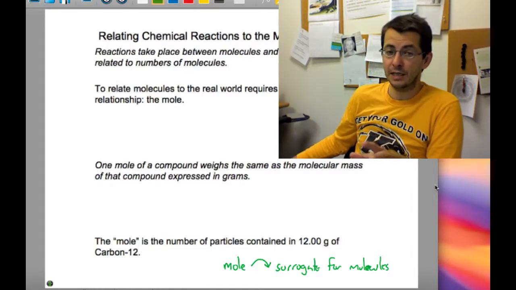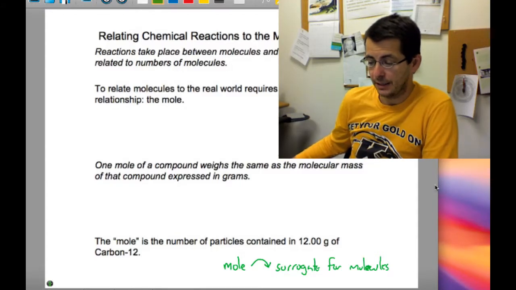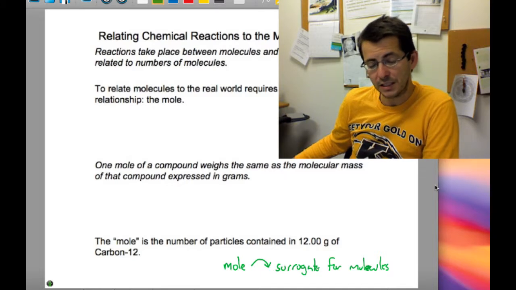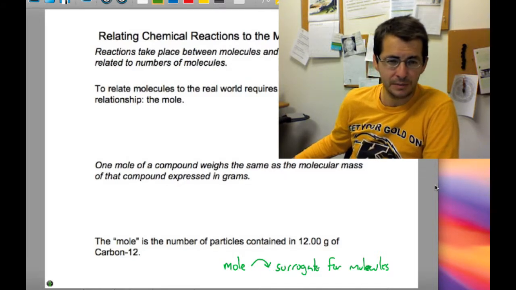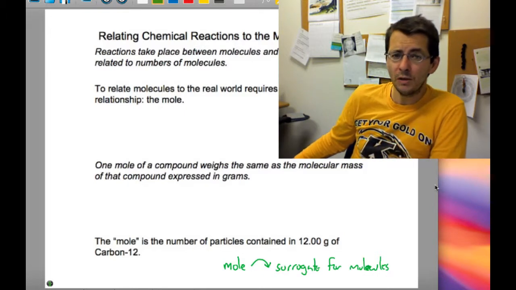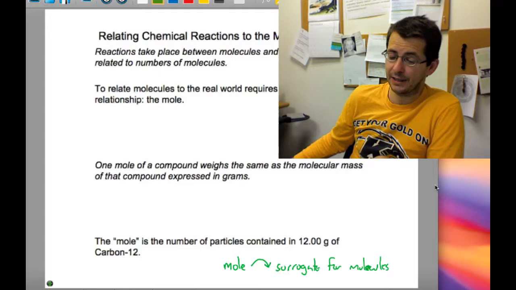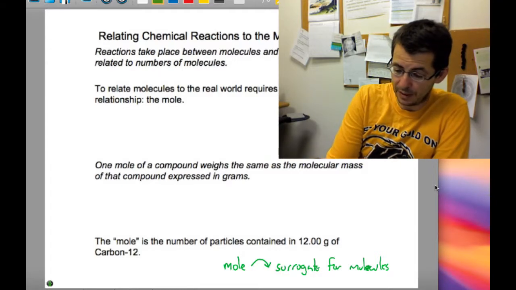So it's a counting number. What exactly it is, we'll put into play in a bit; we'll define what that number is. But for now, most of the time, we don't really care what the number is. What's more important is that 1 mole of a compound weighs the same as the molecular mass of that compound in grams. What do I mean by that?